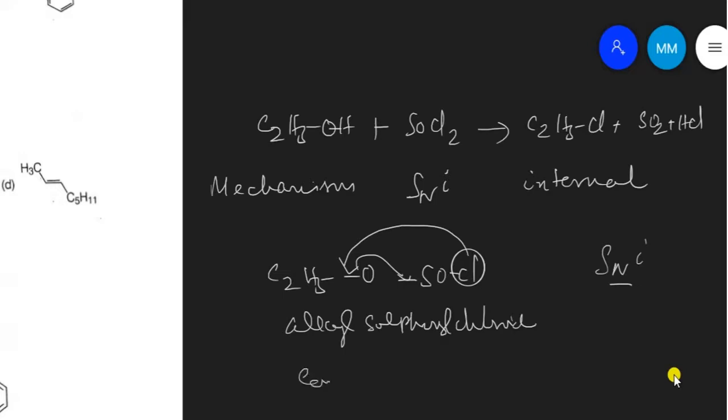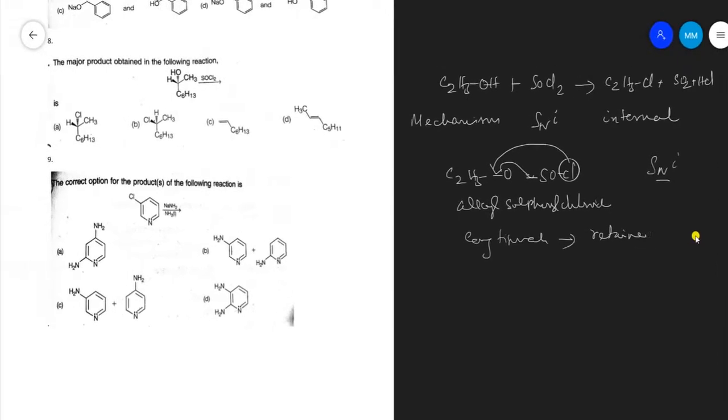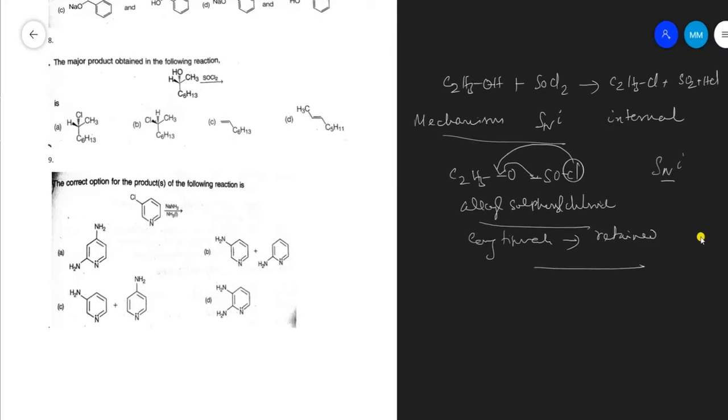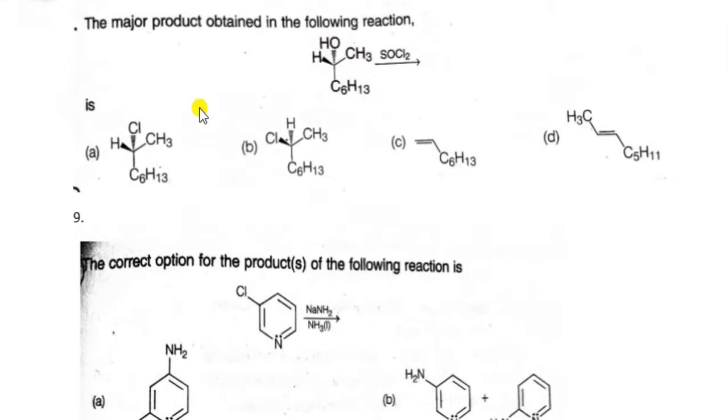The configuration is retained. So you have to remember. So it is an SNi mechanism, internal attack, and the configuration is retained. See the configuration. So in the case of OH, the chlorine is substituted, and you get the same retained configuration. Here the configuration is different. The hydrogen and chlorine are above the plane. So here elimination is not possible. So it is a substitution reaction. So answer A.